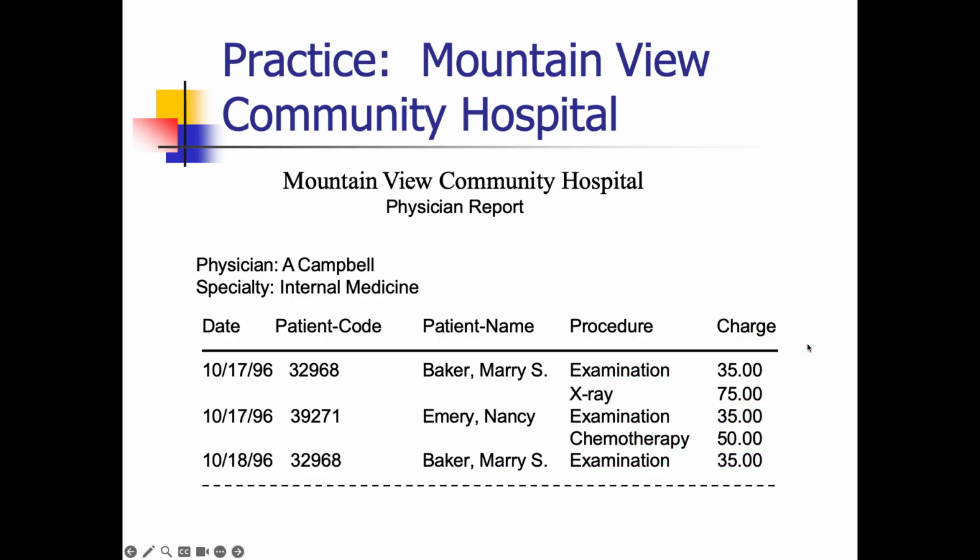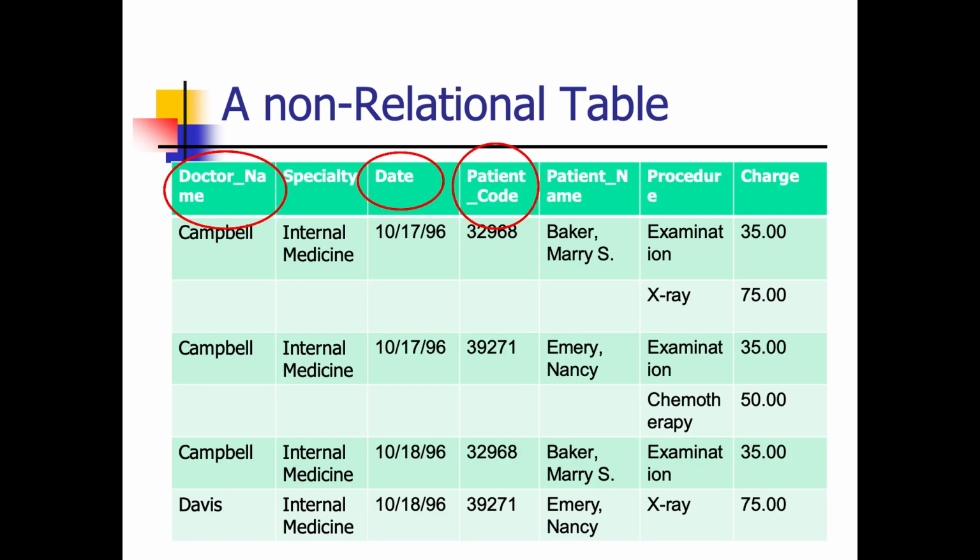Now, if you want to put everything that you have in your report into a table, you will come up with something like this. Now, assume that I want to define a primary key with this table. What would be the primary key here? Can I have doctor name as primary key? It's not unique. How about specialty? Not unique. Date? No. Patient name? No. So none of them.